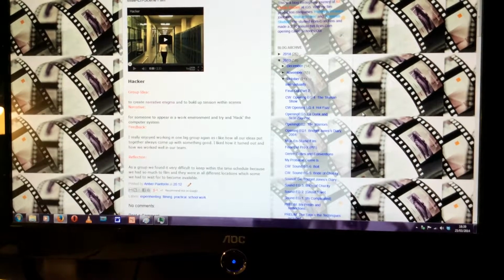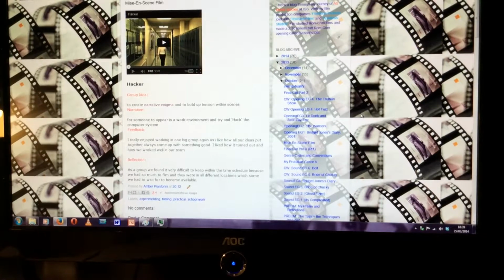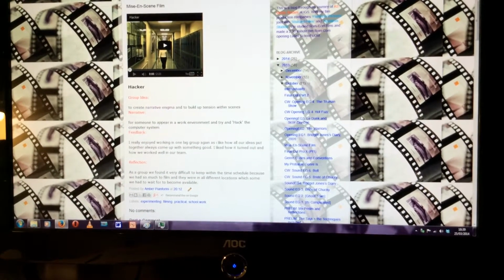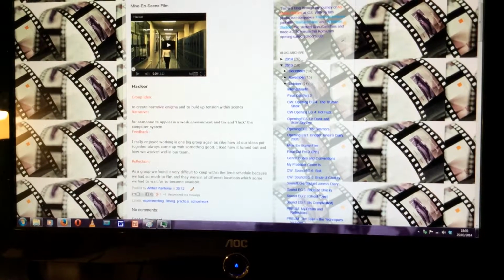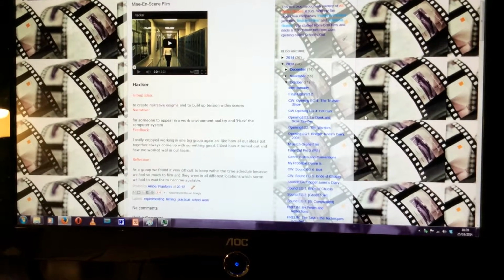But as a group we found it difficult to keep within the time schedule because we had so much to film and they were all in different locations, which some we had to wait for to become available, especially at the front of school where some of it was filmed.